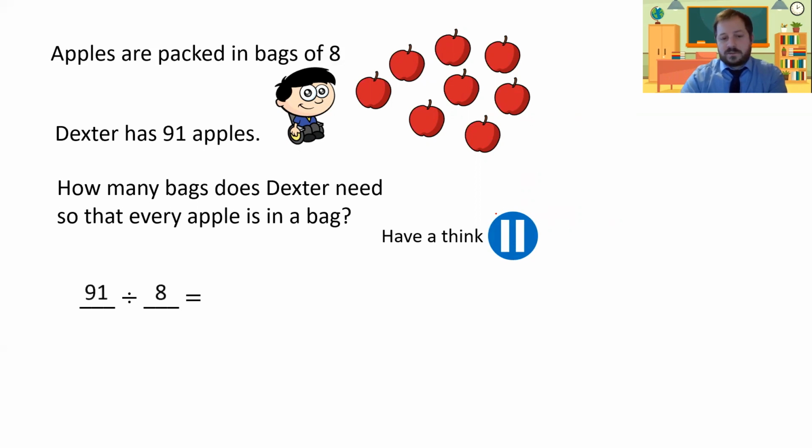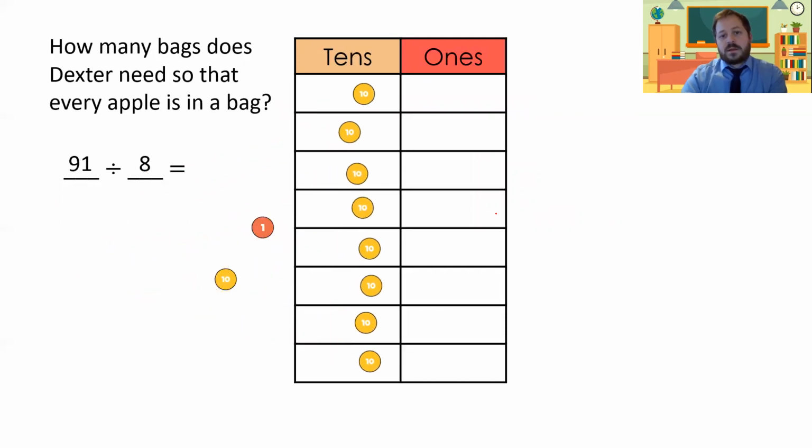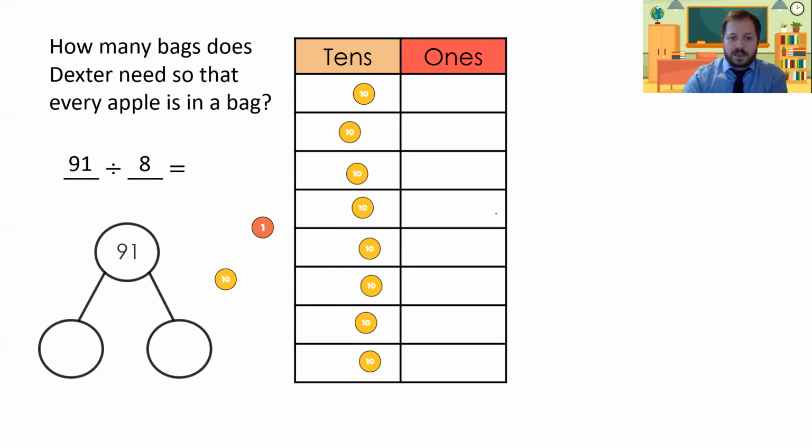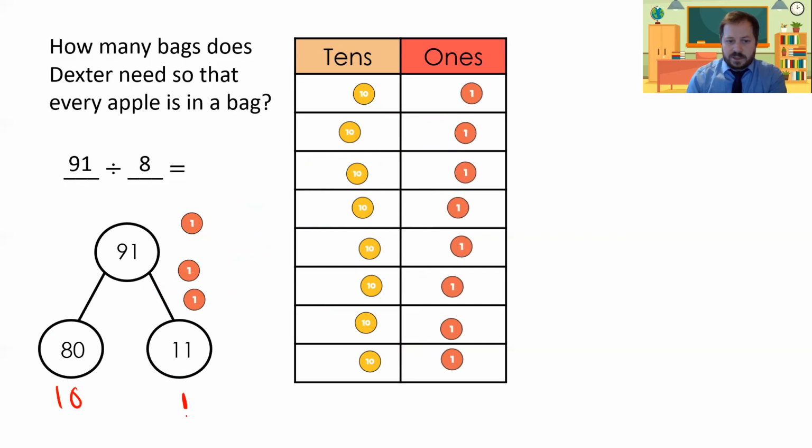Okay, so 91 divided by 8. Let's put that into our place value counters. We've got 80. We can divide equally there. This is our group of 10. Then we've got 11 left, which we can split evenly by putting 1 into each. And we're left with those 3, that remainder 3. So our total answer is going to be 11 remainder 3.